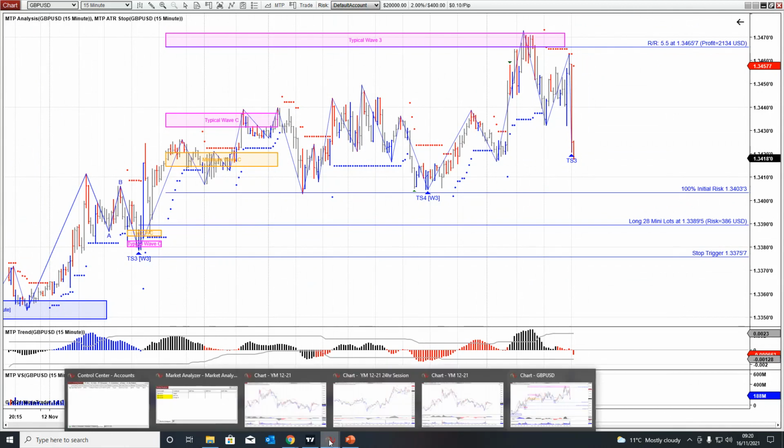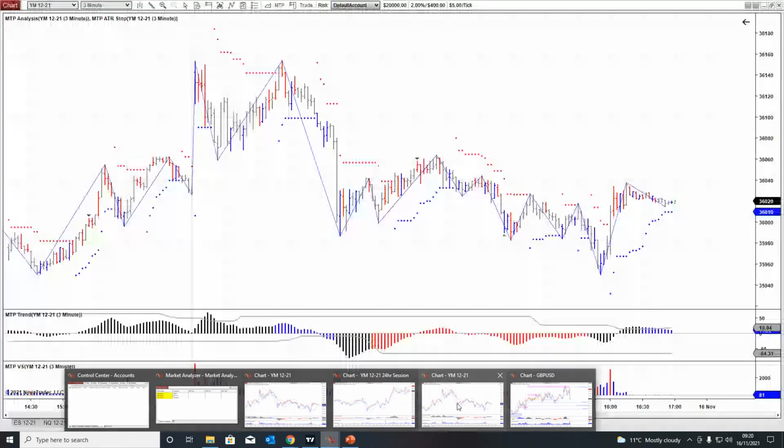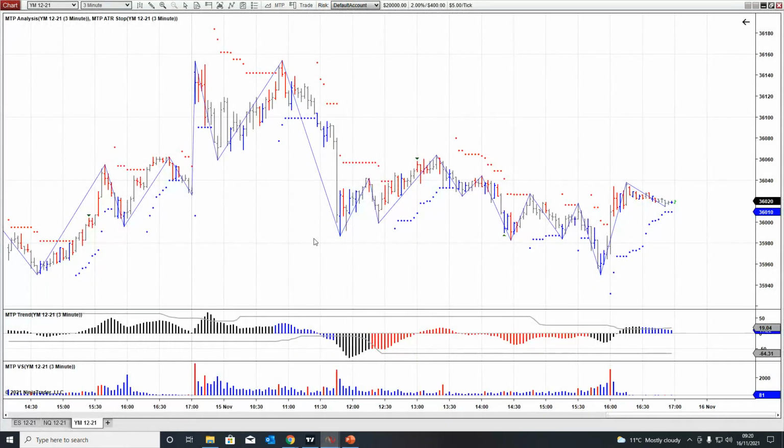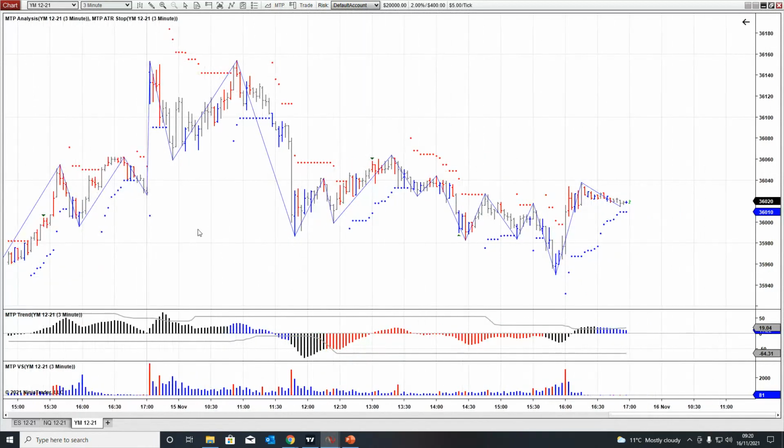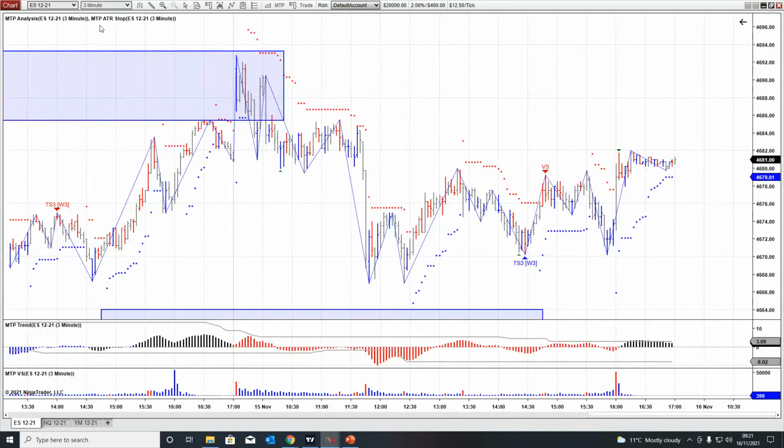Right, let's have a look at a couple of other markets from yesterday, just to reiterate this. These are the E-minis from yesterday, day session only charts. Sometimes the market can be frustrating. Like this is the ES.